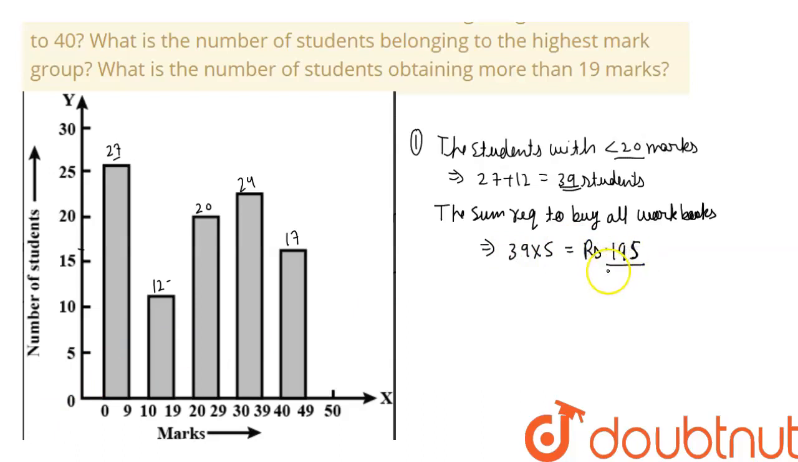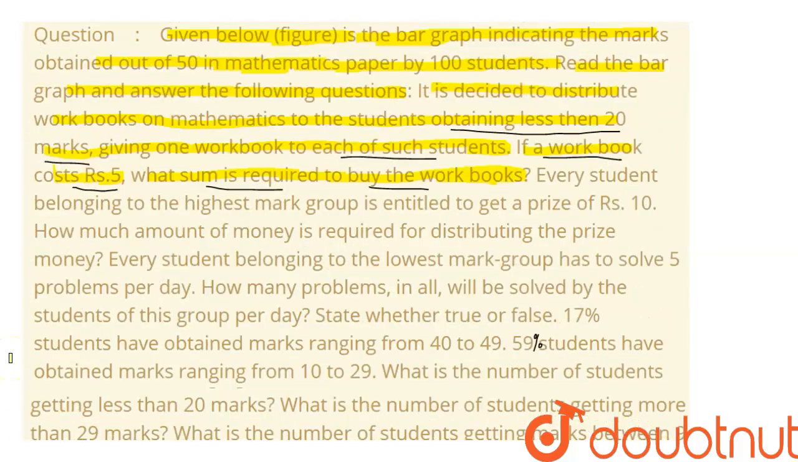So this is the solution for the first part of the question. Now after this we are going to focus on the second part of the question. In the second part of the question they have asked us that every student belonging to the highest mark group is entitled to get a prize of ₹10. Then how much amount of money is required by the school authority for distributing the prize money.